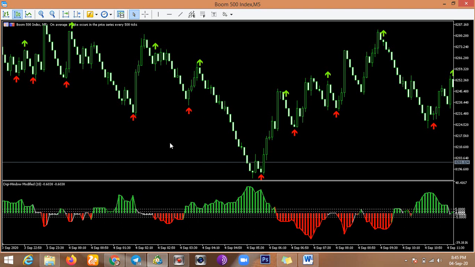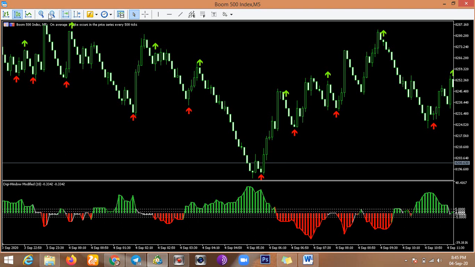This indicator right here, you can use it to trade effectively. It has just two components. We have the arrow and we have this chart right here, this histogram. First thing you need to know is whenever you see the red, it shows the market is on uptrend, and whenever you see the green, it shows the market is on downtrend.